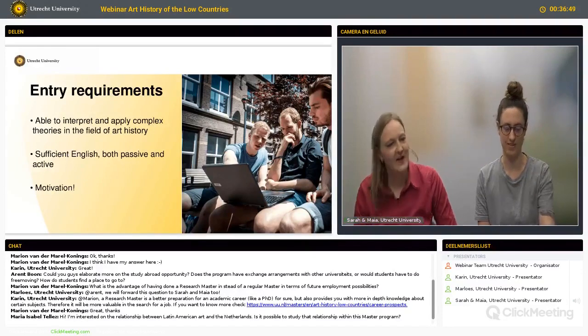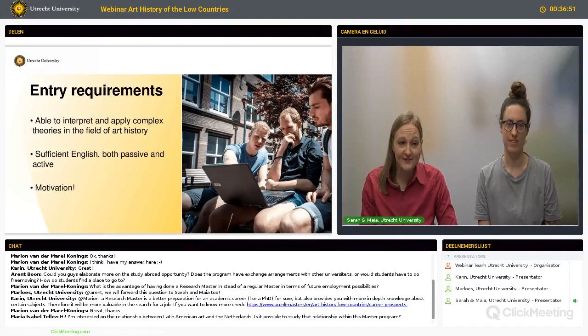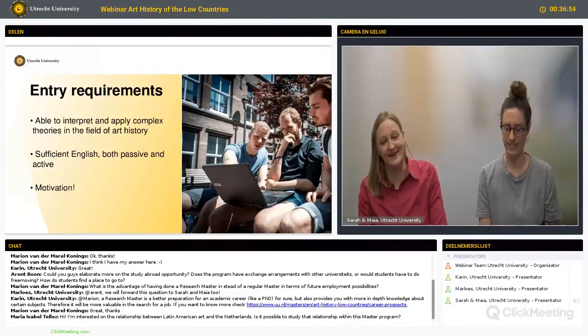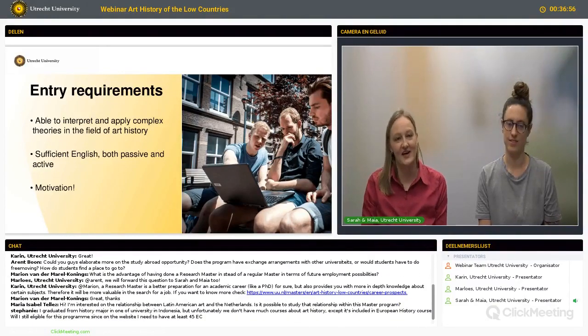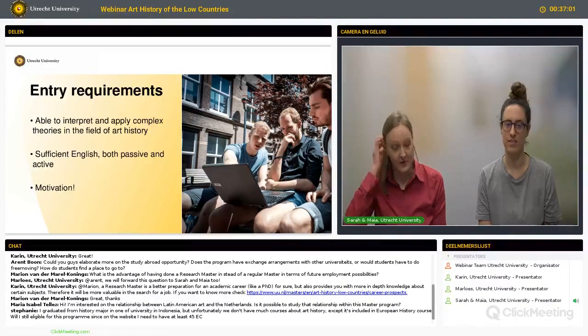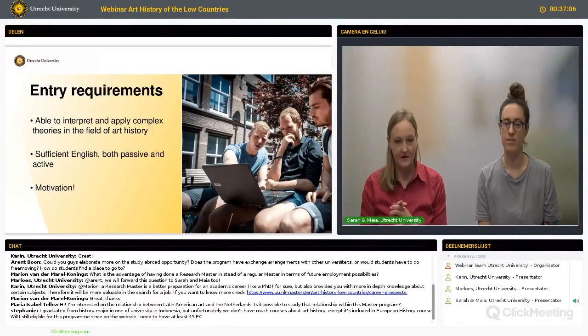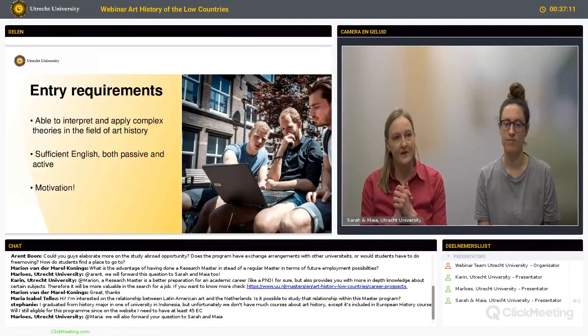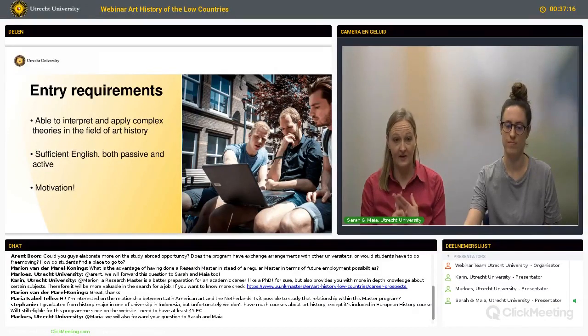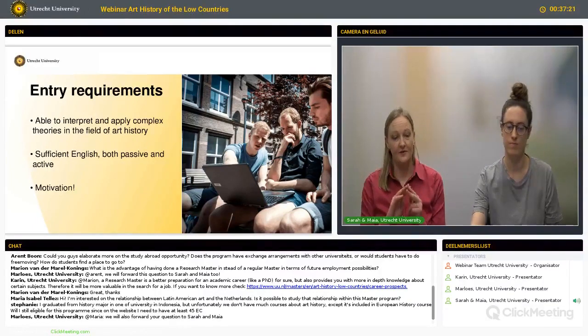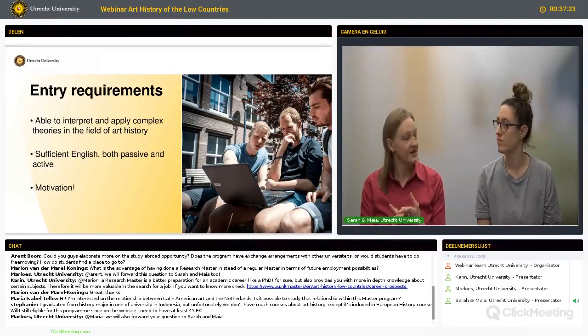English is a requirement since the whole course is in English. Both passive and active. Active means speaking and writing both. And you'll see on our website if you're interested, if you haven't already looked. If you have a high school or college diploma from an English-speaking country, you're fine. If you do not, you'll be required to take a language test.